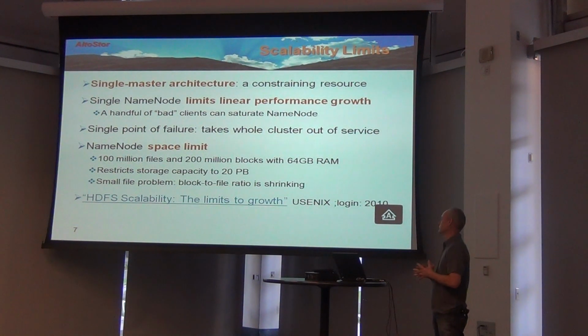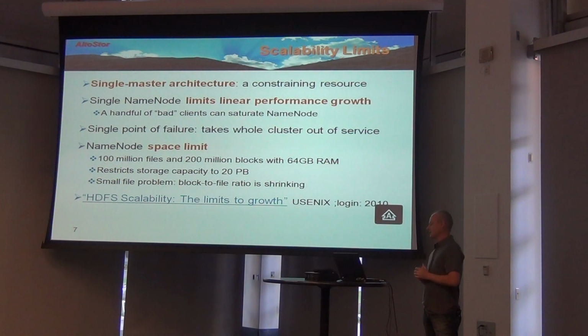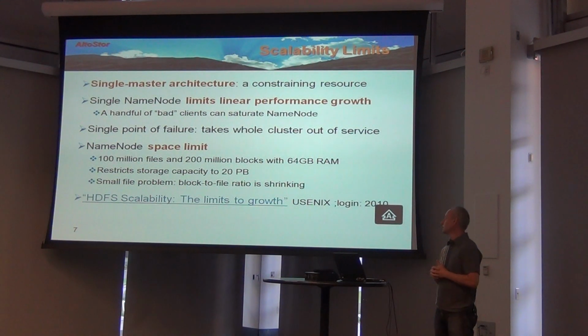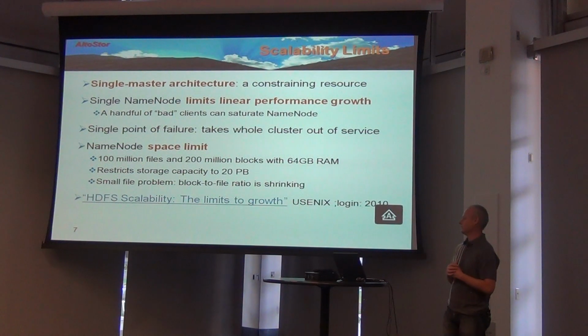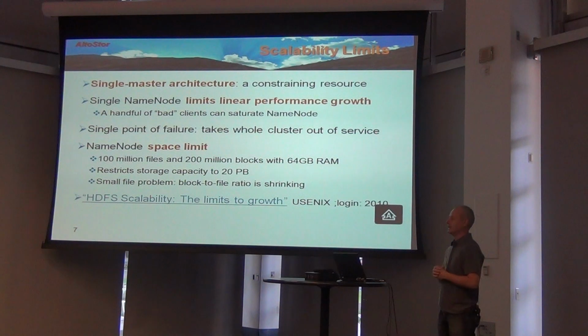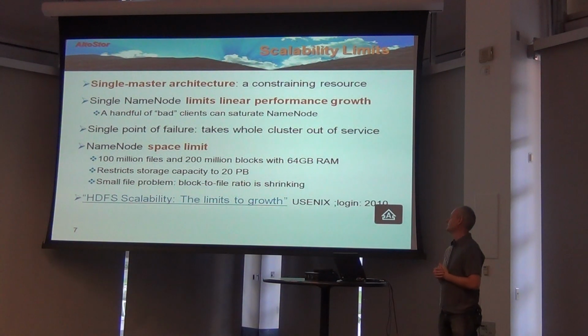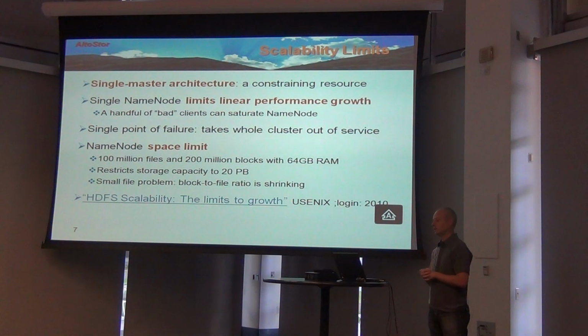There are other examples. For example, you can run a TestDFSIO test on your cluster with 1,000 mappers creating lots of small files, and your name node will become unresponsive. Single point of failure also relates to availability, because if the name node goes down, then the whole cluster is not available. And last but not least, the namespace is limited by a single name node.